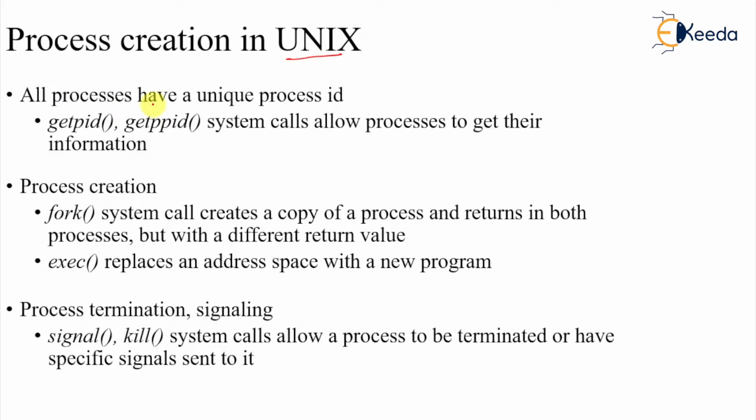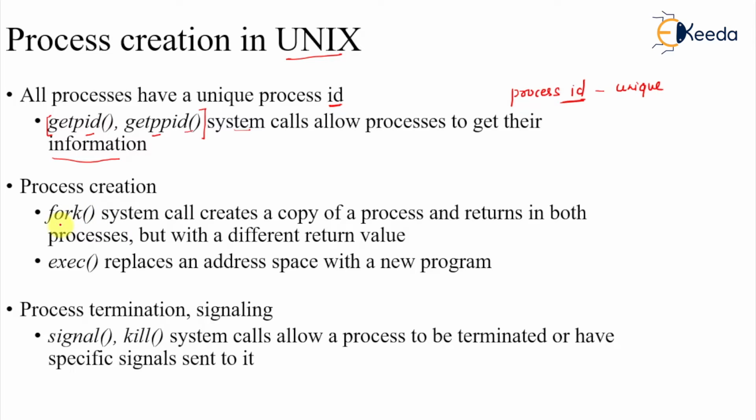Now, all the processes have a unique process ID. Okay, now this is something new, that whenever we are creating a process, an ID has been assigned, and it has to be unique, otherwise there will be confusion. So getpid and getppid are the system calls that allow the process to get their information. Their information we can get by these two system calls, getpid and getppid.